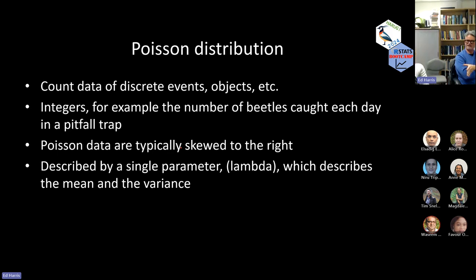Question: I like your example of catching fish. It fits this perfectly. Can you catch negative fish when you go out? No, it's another characteristic of the Poisson distribution. Because you can't really count nothing if it's not there, and if it's not there, you get zero. That's right.